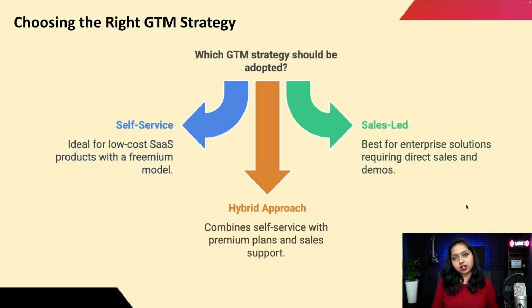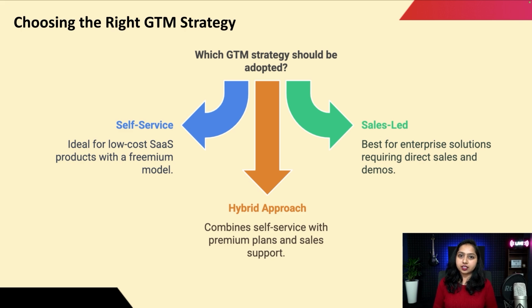Choosing the right GTM strategy. There are 3 main strategies, and the right choice depends on your business model. Self-service. Ideal for low-cost SaaS-based products with a freemium model. So if you have a low-cost SaaS-based product, let customers sign up and experience it for free with a freemium model. Some examples could be Slack and Dropbox.